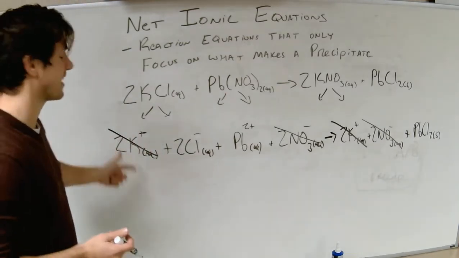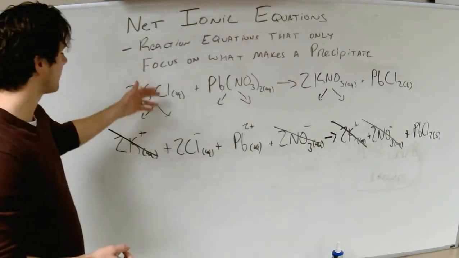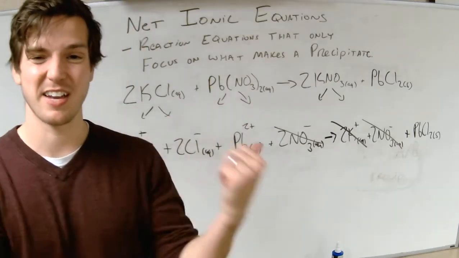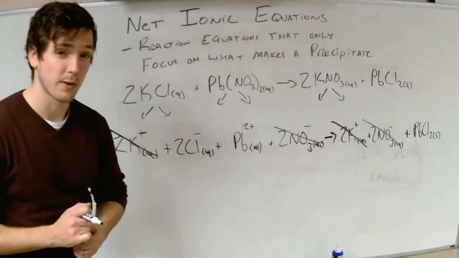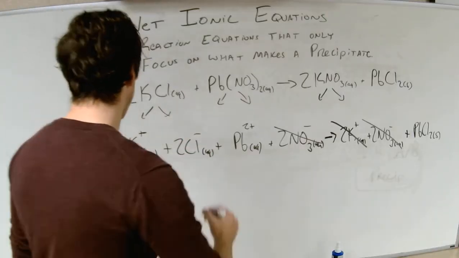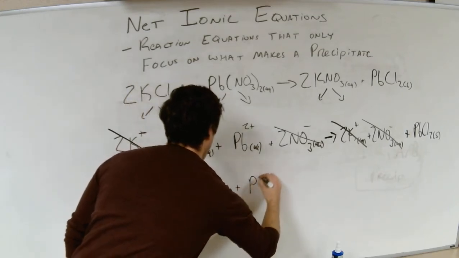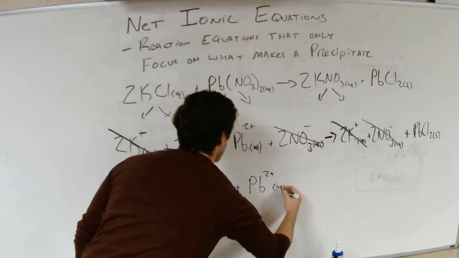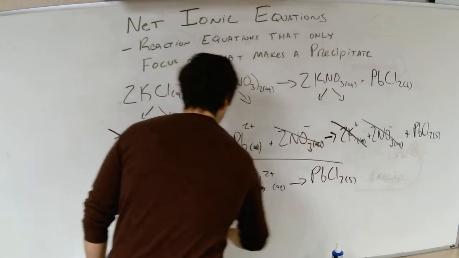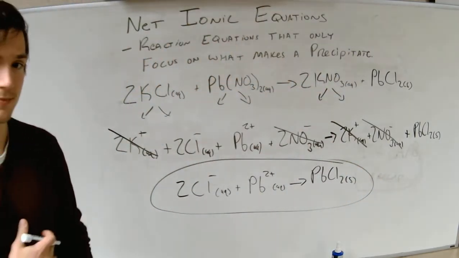Those are known as spectator ions. They don't do anything. They don't react. They're just kind of a delivery system. K helps us get the Cl into the beaker. NO3 helps us get Pb into the beaker, and then they react and form that lead chloride. And then whatever is left over is our net ionic equation. So 2Cl minus aq plus Pb2 plus aq yields PbCl2 solid is our net ionic equation.